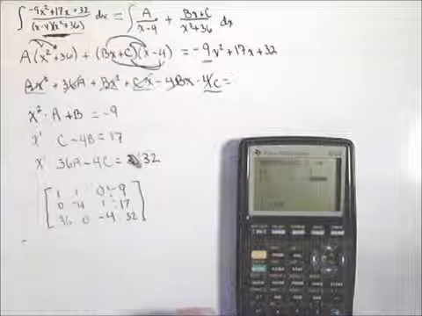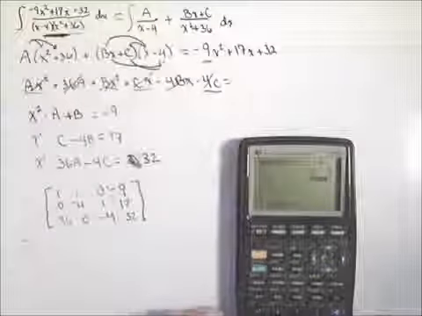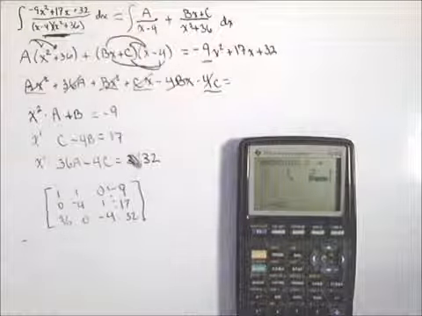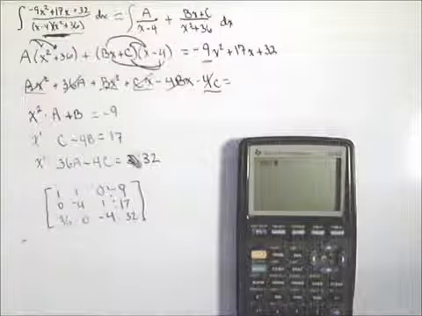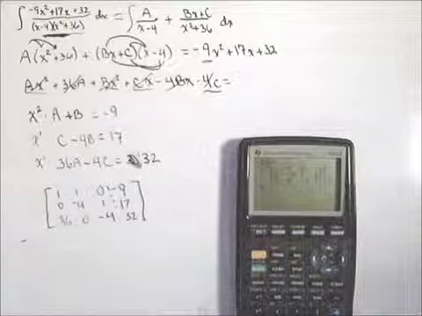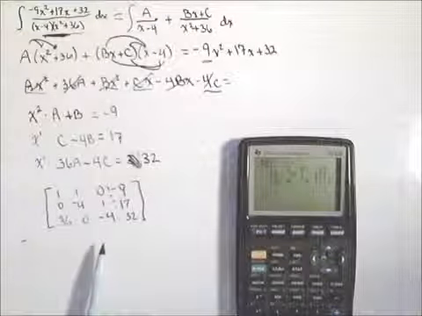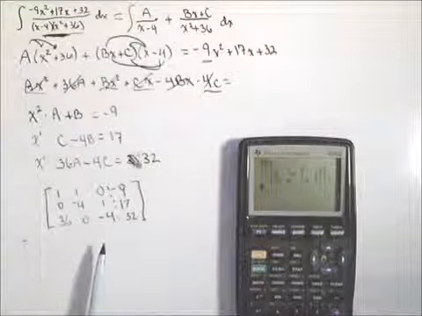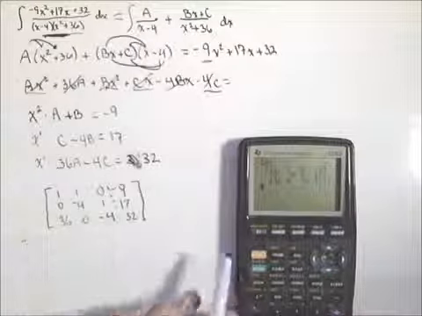36, 0, negative 4, and 32. I now have my matrix in there. I'm going to quit out of this. If I check, my matrix is exactly what I have here. Now what I want to do is put this in what's called row reduced echelon form.